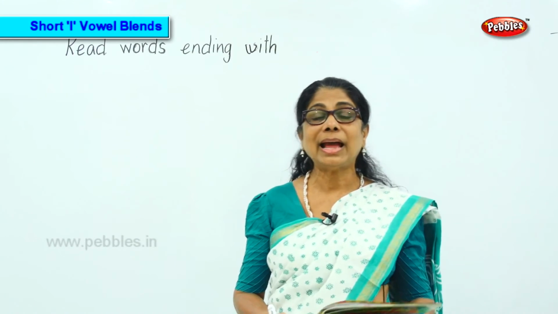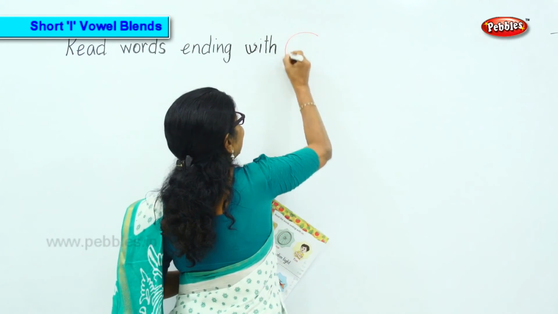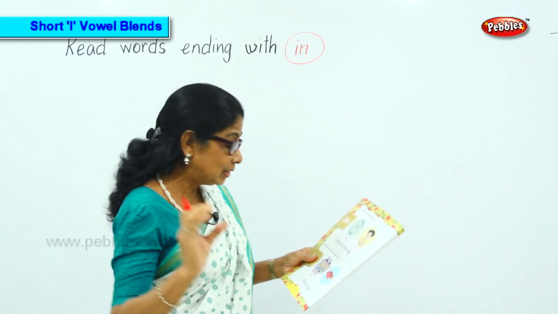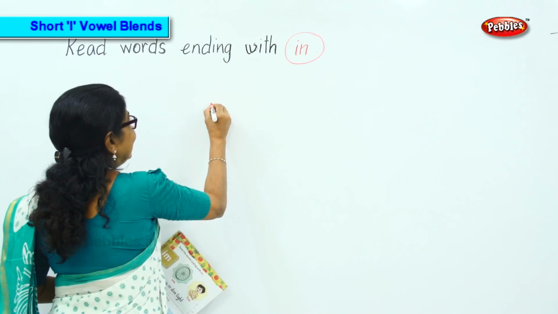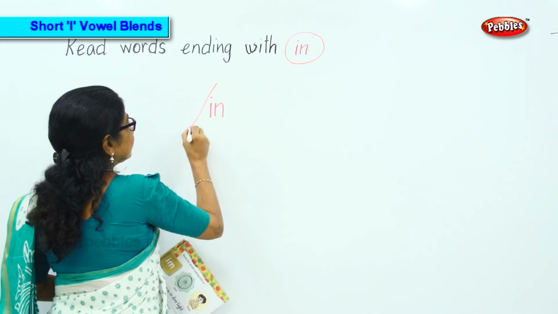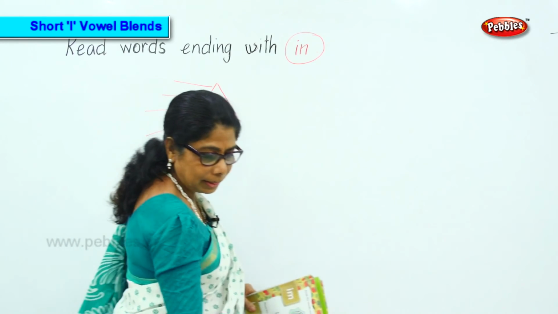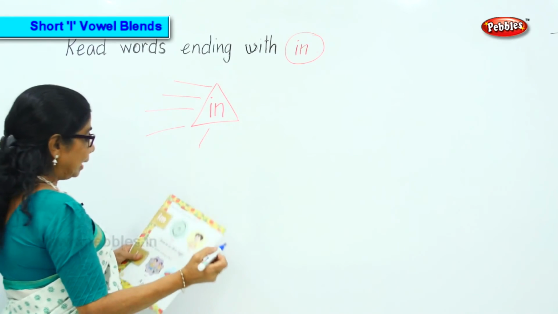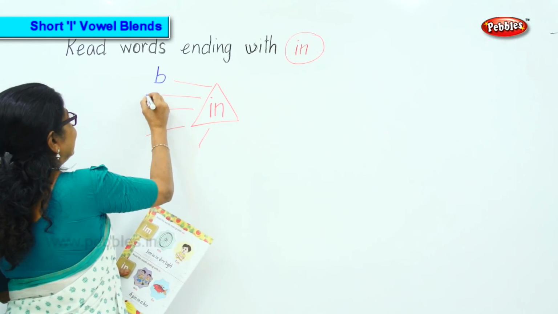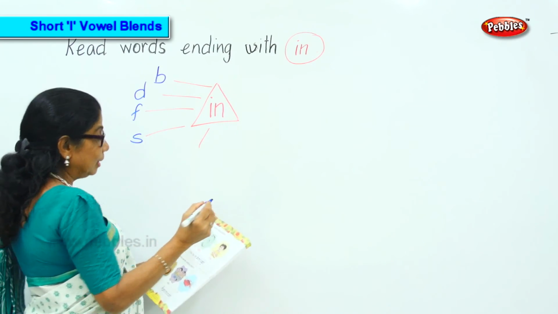There are some words that end in IN. Okay. So now we are going to make some words ending with IN, and we'll put in some letters and form words. Let's see. The words are ending in IN. So, bin, din, fin, sin, win.